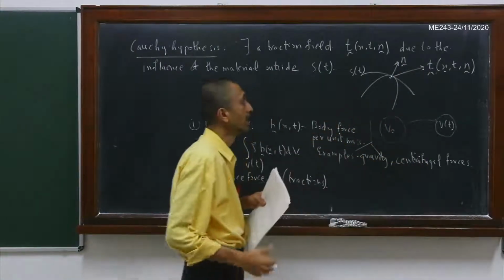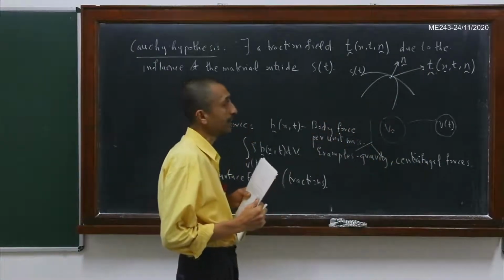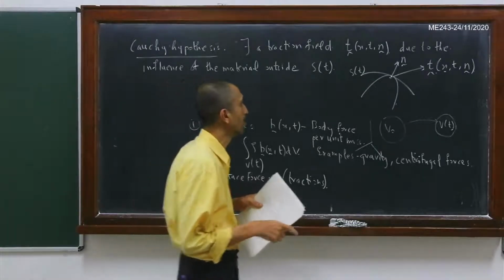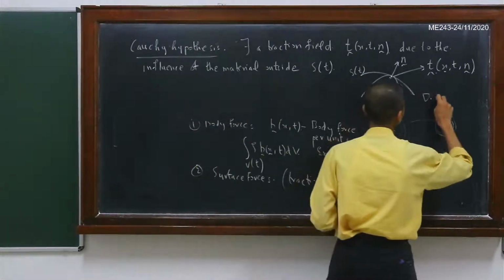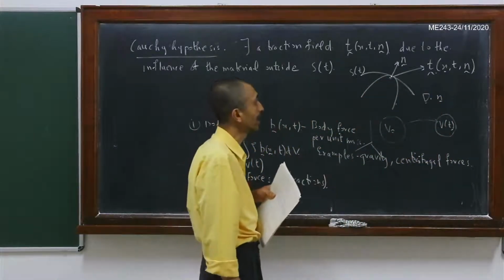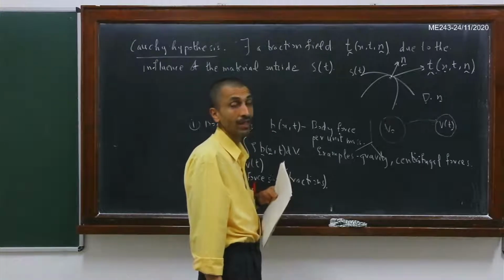This hypothesis basically says that it doesn't depend on the curvature, for example. Curvature would be del dot n. So these are two different surfaces that I have drawn at the same point, and you can see that they have different curvatures but the same normal.